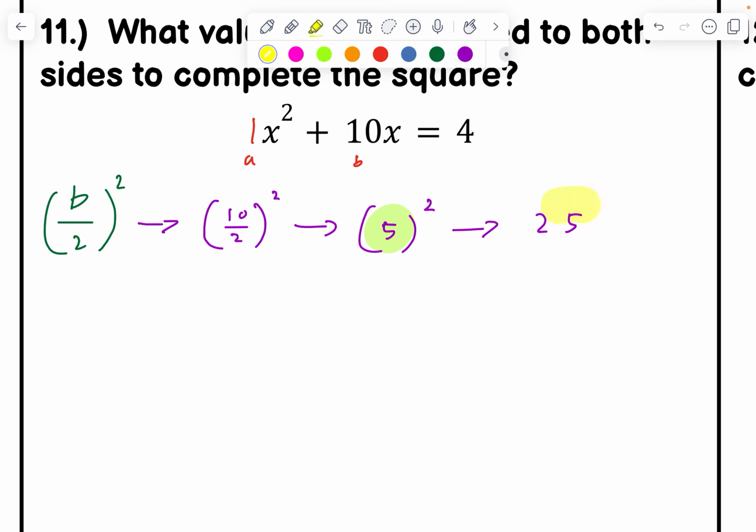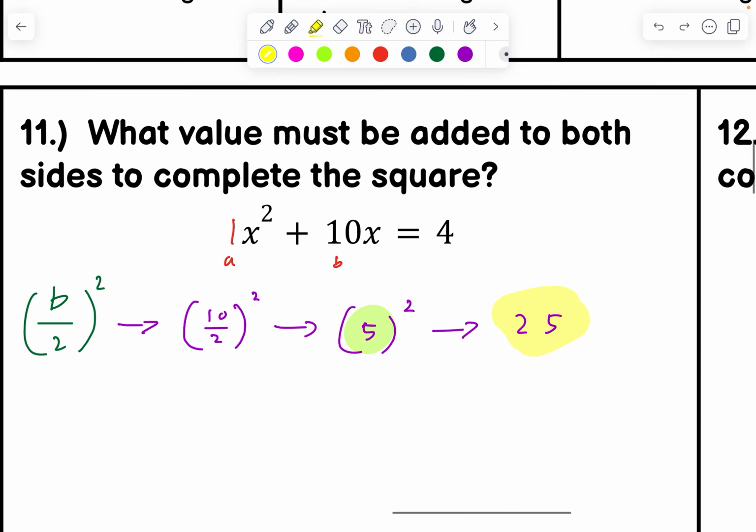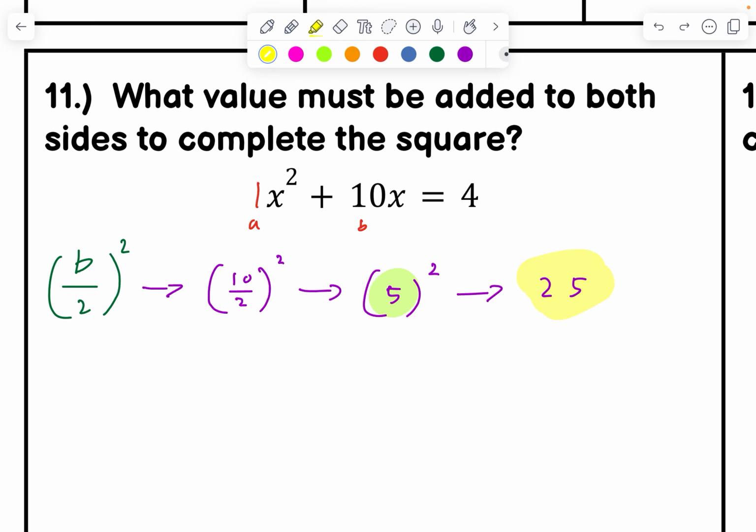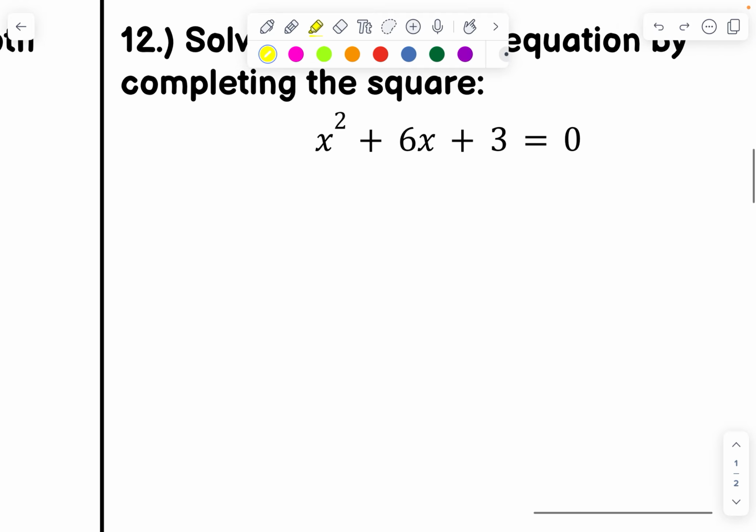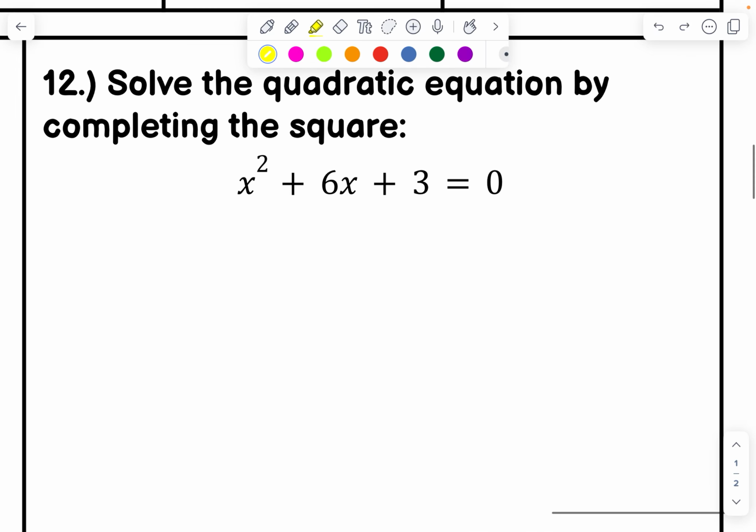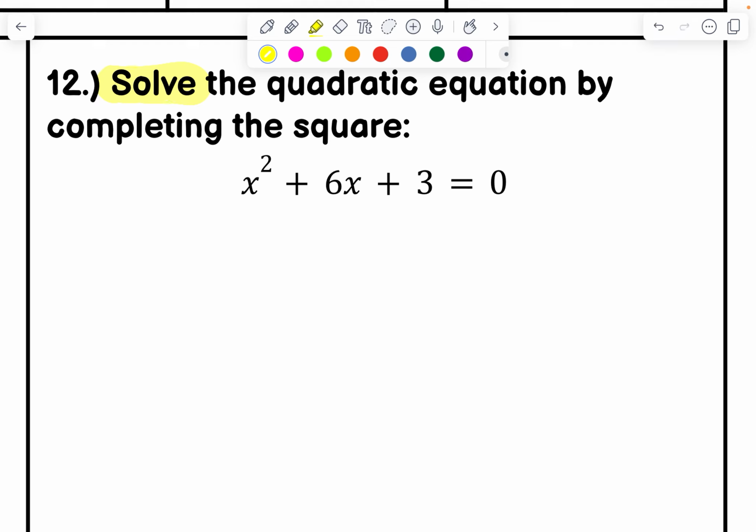That's the number we would have to add to both sides of the equation if we wanted to keep going. But it's only asking us for the number, not to keep going, so we'll stop there. We'll keep that in mind, and let's head over to problem number 12. This one does say to finish it all the way through. Solve the equation. Find the solutions to the quadratic equation by completing the square.